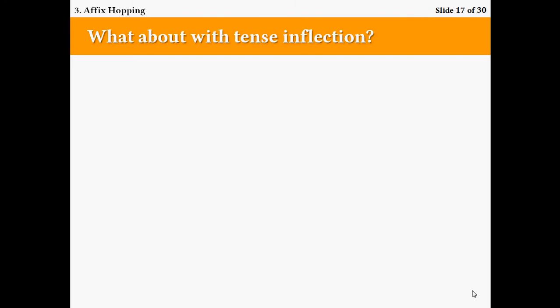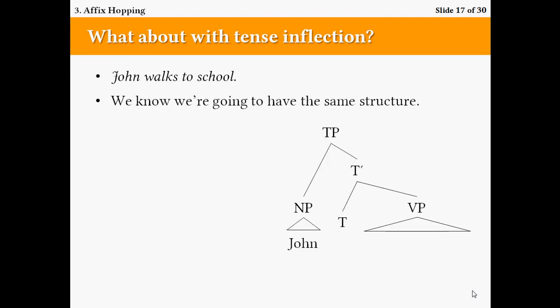Now what about if we do the other type of T, with tense inflection? John walks to school. Well, we know we're going to have the same kind of structure. It has to be the same kind of structure. Every sentence has this structure. There's an NP, there's a T, and there's a VP, and the whole thing is a TP. So John is the subject, so John is going to be that NP, the specifier of the sentence. What's the T in this sentence?